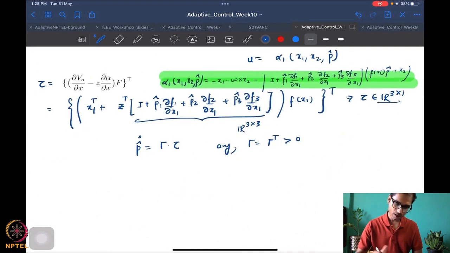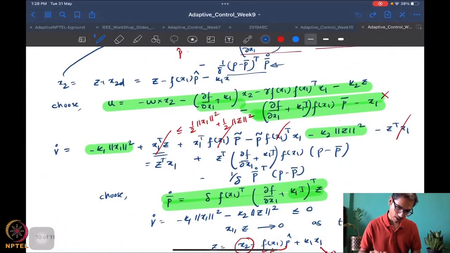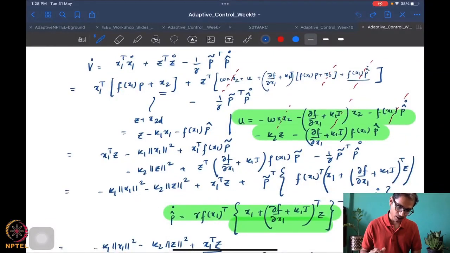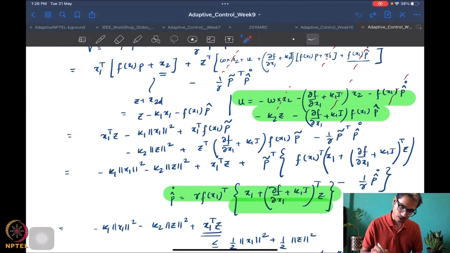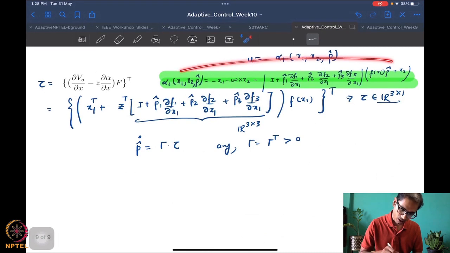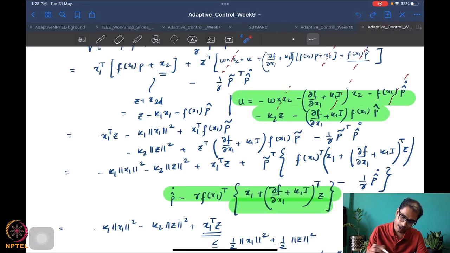The interesting thing is that if you look at the control law here and try to compare it with, say, the unmatched case control law, actually let's compare it with the extended matching case. This is the extended matching case, where the control law is something like this. In fact, it looks rather simple, and our control law looks rather complicated. In fact it has quadratic terms in p hat. Rather complicated controller.